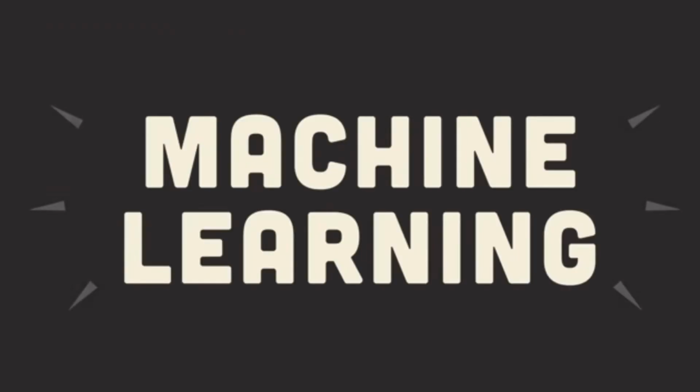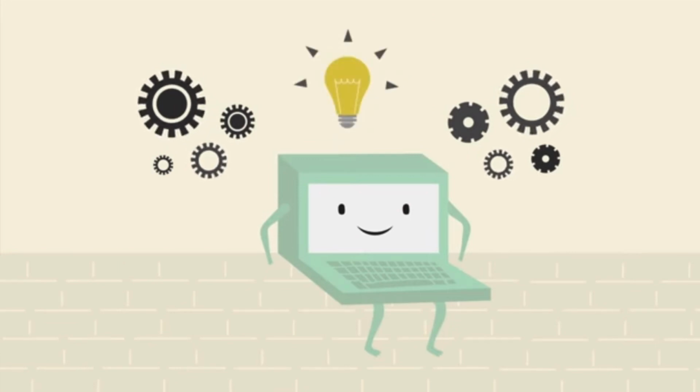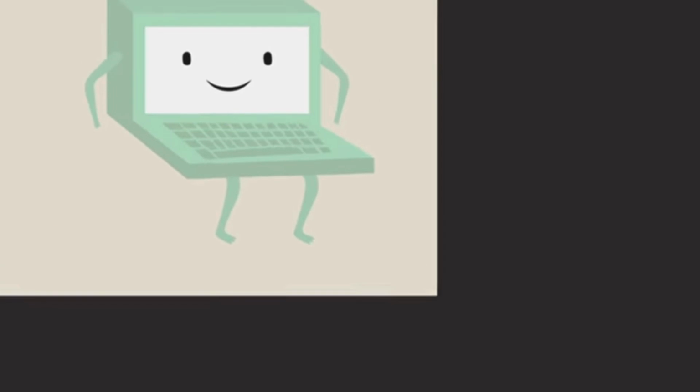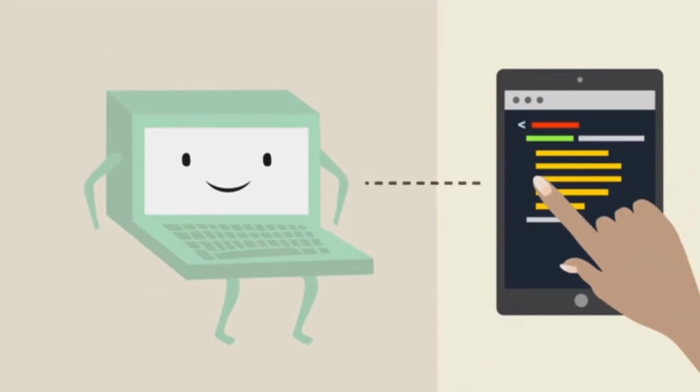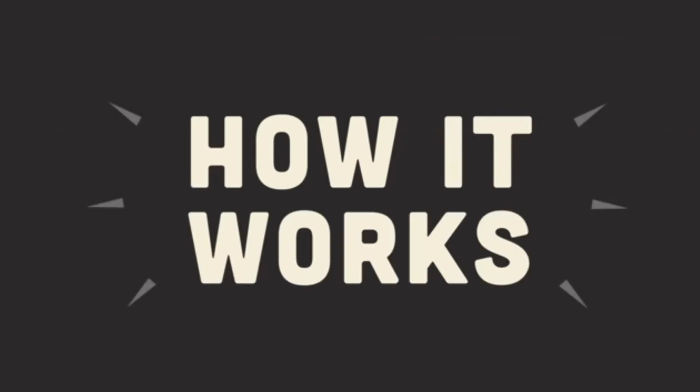Machine learning is a type of computer science that allows computer programs to learn and improve all on their own. In the past, computers could only do what we programmed them to do. But with machine learning, they can behave like humans and gain knowledge based on their past experiences. This process can get pretty complicated, but here's how it works on a basic level.